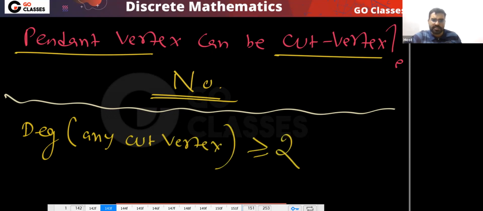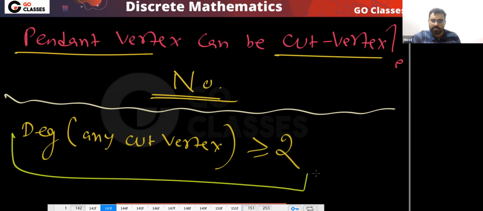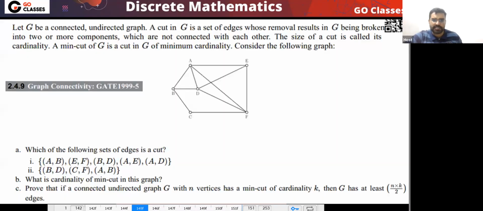Degree of any cut vertex is greater than or equal to 2. Okay, so these are some ideas. Now let's see this question. In this question, the definition is given to you.